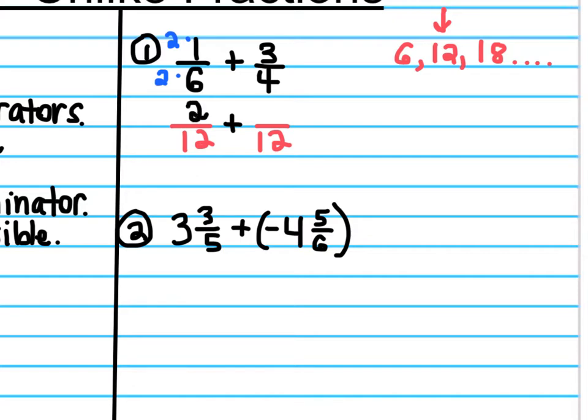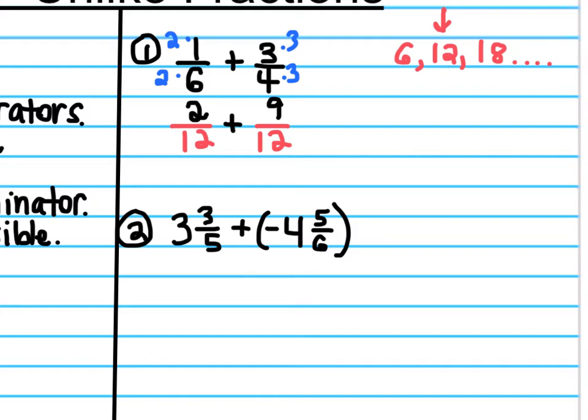Now let's look at the second fraction. This 4, we want to make it a 12. To make the 4 a 12, we multiply it times 3. So we write times 3 here, and you have to do it to the top number as well. Whatever you do to the denominator, you have to do to the numerator. So 3 times 3 is our new numerator, and that's 9. So it's 9 12ths.